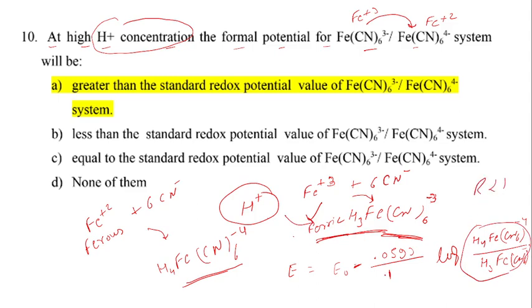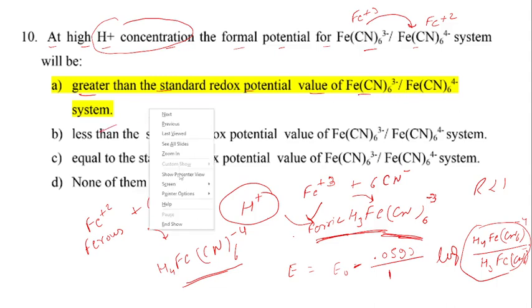So this ratio will be less than 1, and finally you will find it is greater than the standard redox potential value, because if you solve this, you will get a greater potential for this system. It is also explained in the next slide, we will discuss.